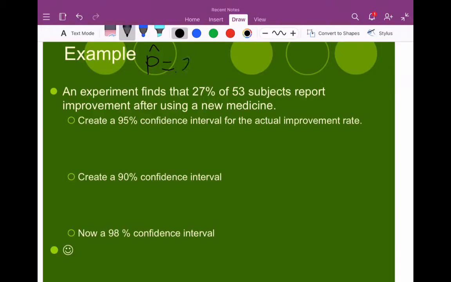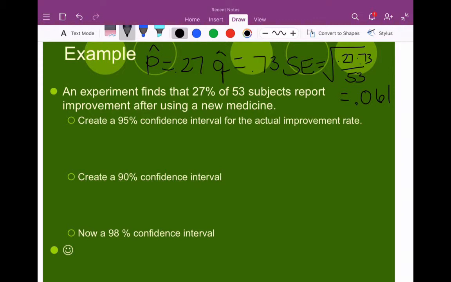P hat is equal to 0.27. Therefore, Q hat is equal to 0.73, and then I can find my standard error by calculating the square root of 0.27 times 0.73 over 53, because 53 is my sample size. And I can determine that my standard error is equal to 0.061. So I'm going to need my standard error to create these 3 different confidence intervals.